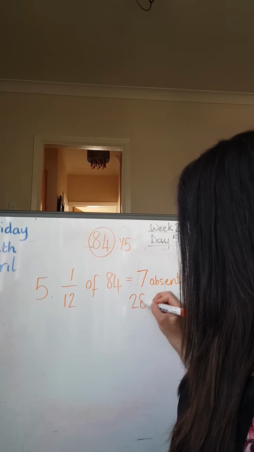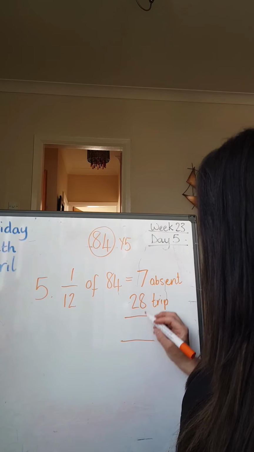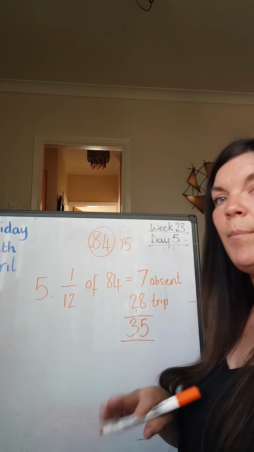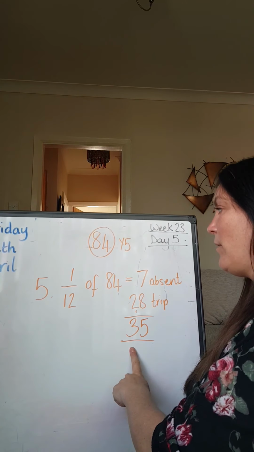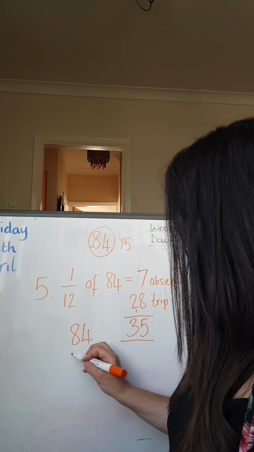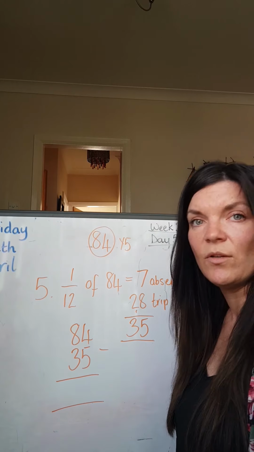There's 28 on a trip. How many is that altogether? 8 add 7 is 15. 5 in the box, 1 on the doorstep. 2 add 1 is 3. 35 people aren't in school that day. So 84 total, take away 35. 84, take away 35. This one's got 3 steps, hasn't it?